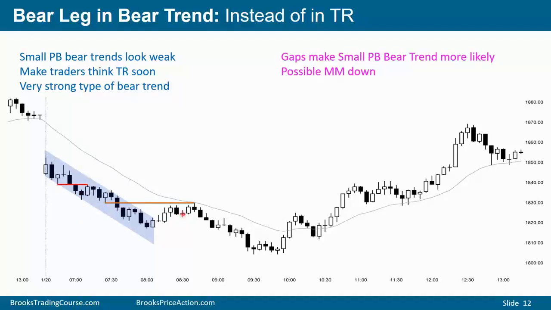A pullback not overlapping the breakout point, small pullback bear trend. That is a bear trend. It turns out we got a reversal, and you can call the whole thing a trading range. But when you see a sell-off that does not look strong, yet it's forming gaps, it's probably a small pullback bear trend, and therefore it's probably going lower, a lot lower. Do not look to buy.